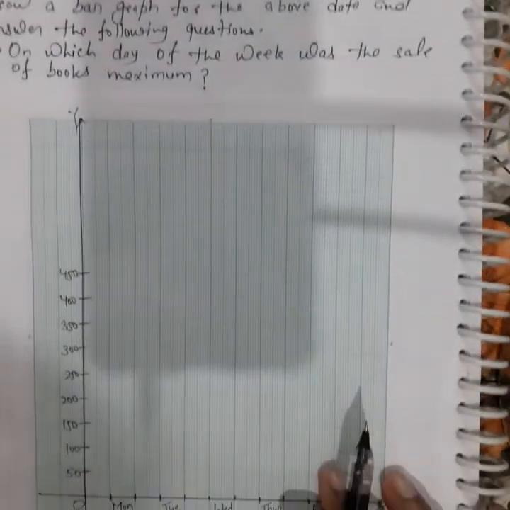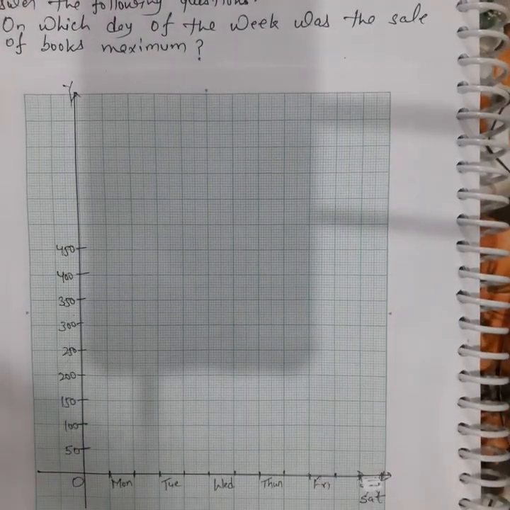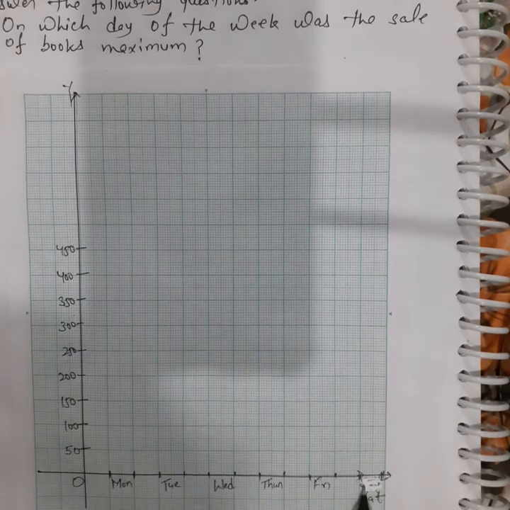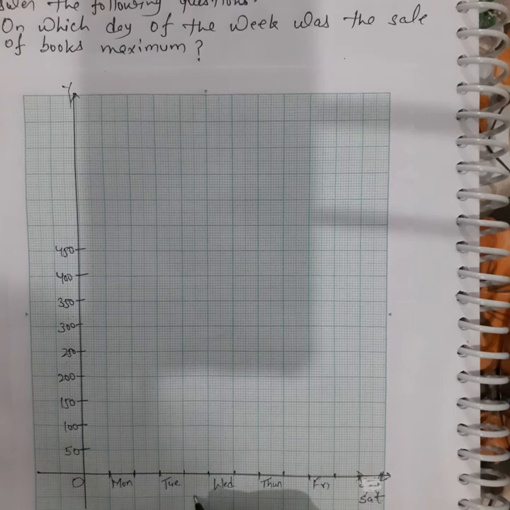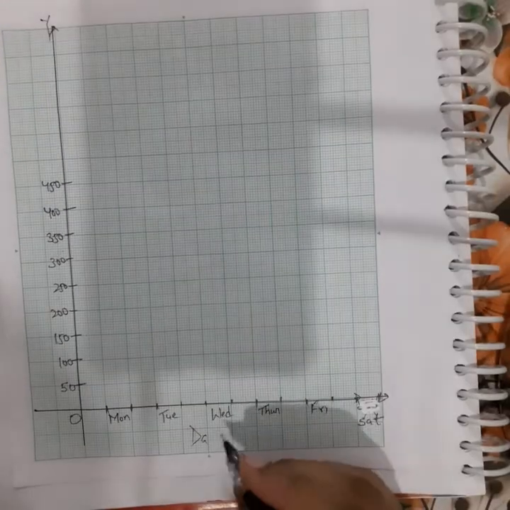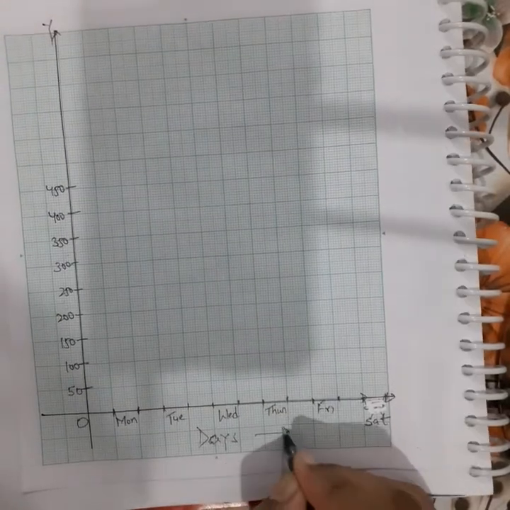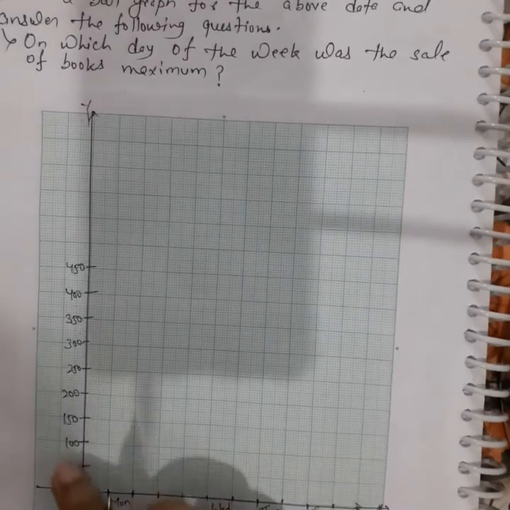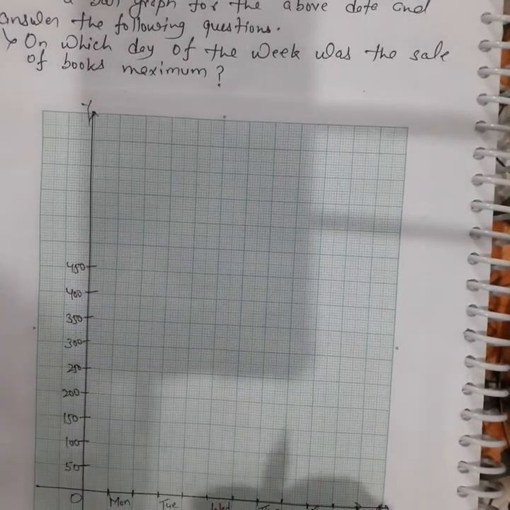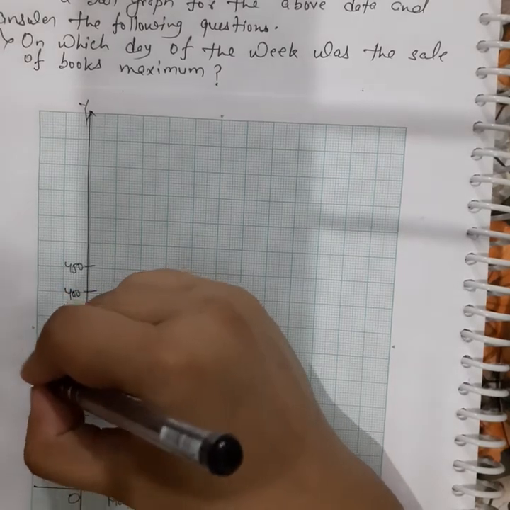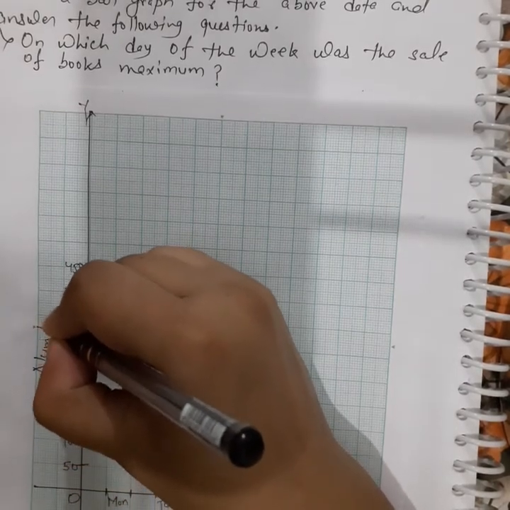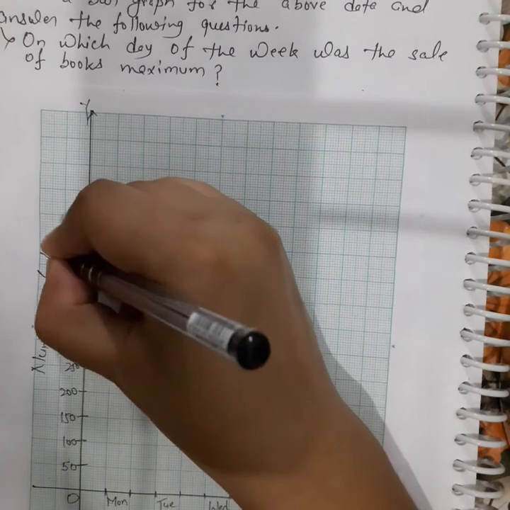What we have to do? First we have to draw the bar graph. For that I already mentioned the different days on the x-axis, and what we have to write here? We have to write here days. And on the y-axis, we choose a suitable scale, and the y-axis represents number of books sold.